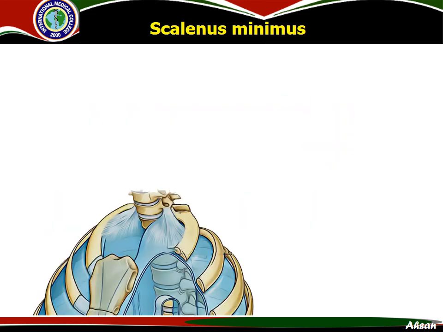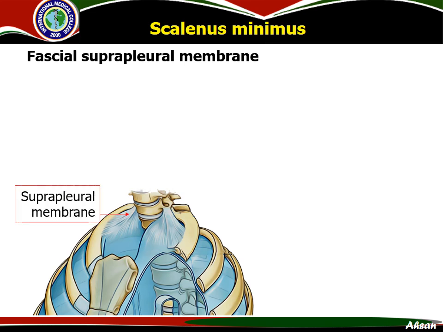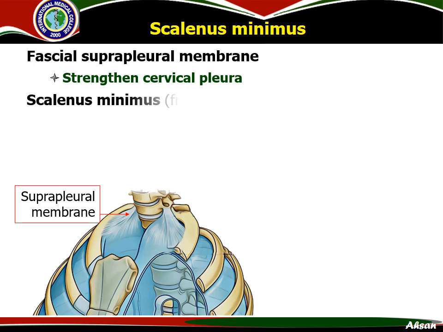One important structure is the cervical pleura. The apex of the lung projects into the lower part of the neck, and it is covered by pleura known as cervical pleura. This cervical pleura is again covered by a relatively tougher fascial layer, the suprapleural membrane. You can see the suprapleural membrane in the diagram. It extends from the inner border of the first rib to the transverse process of the seventh cervical vertebra. This is a very strong fascia.